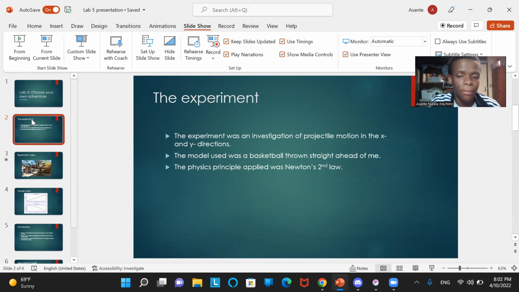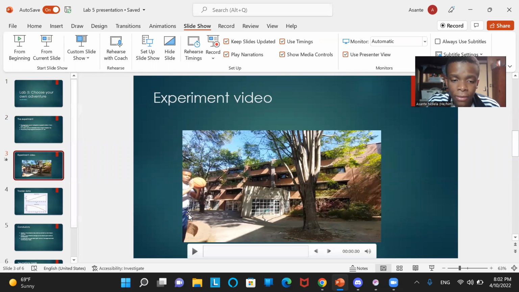The model used was a basketball, and the physics principle applied to this experiment was Newton's second law, which states that the net force acting on an object is directly proportional to the rate of change in momentum of an object. So here is a video of me throwing the basketball.